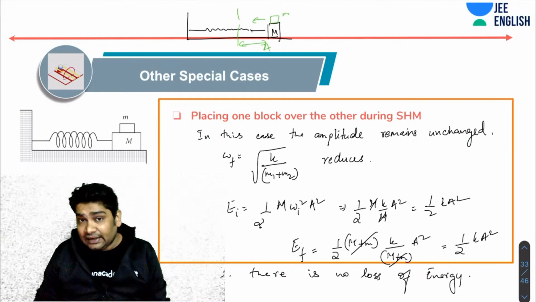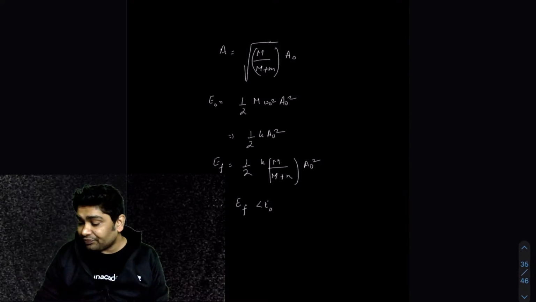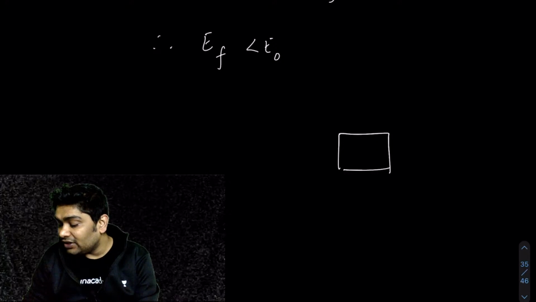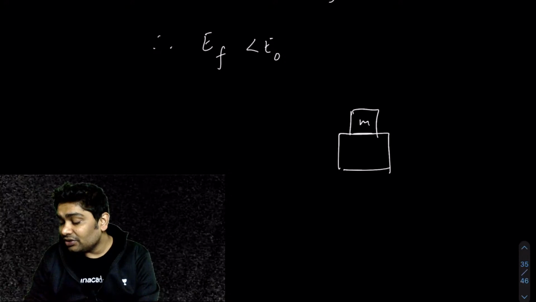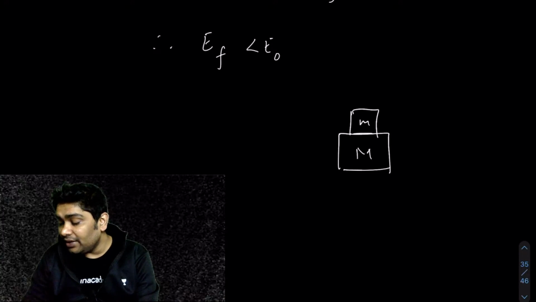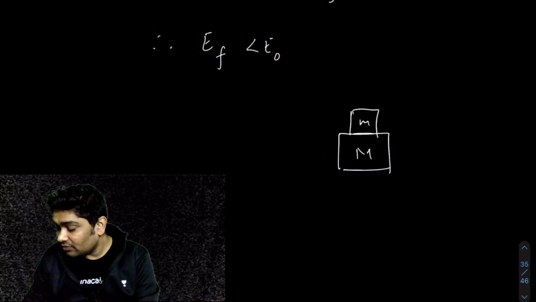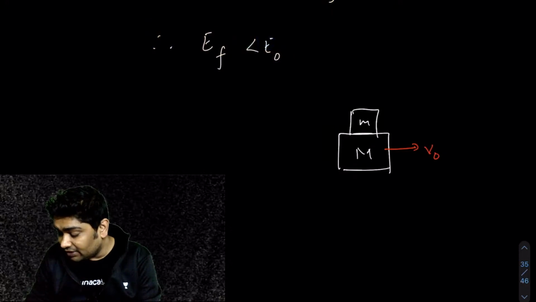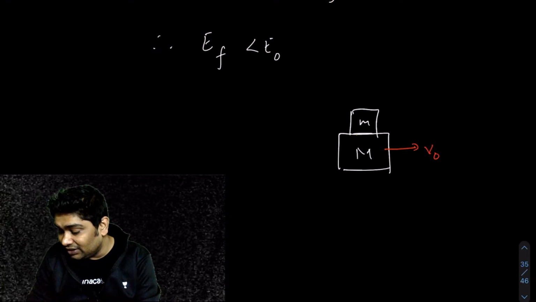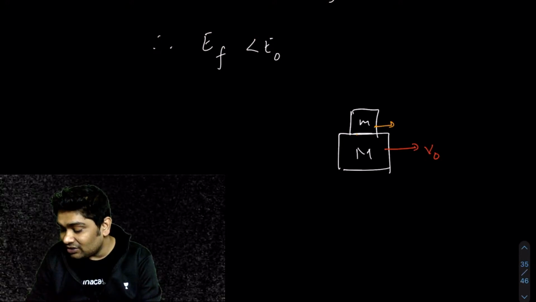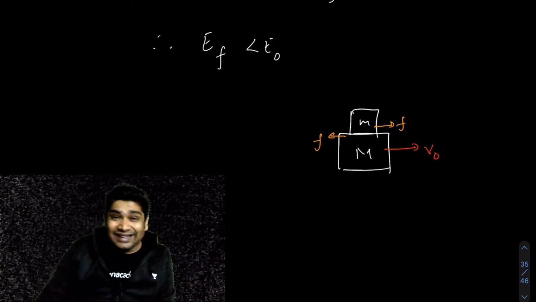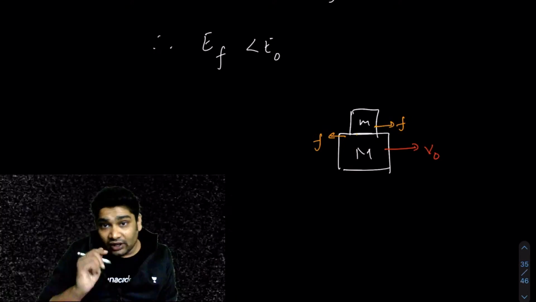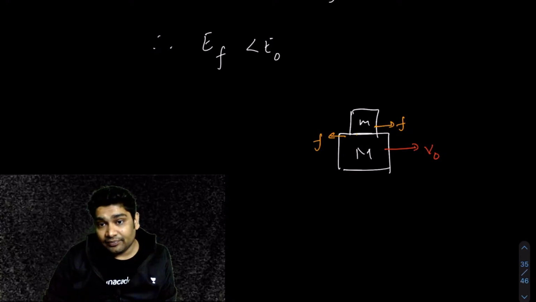So the reason for that is, imagine what is happening is that when you are putting this small m over this M, you realize this was already moving with V naught. So there would have been friction between them. This friction would have acted on this small m like this, and this capital M like this. And there would have been some negligible relative displacement. And it is the work done by that friction that is reducing the energy.